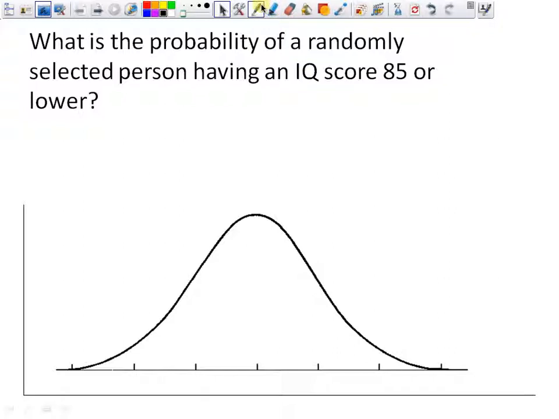This says, same scenario, what is the probability of a randomly selected person having an IQ score 85 or lower? So again, we have our setup. We know 100 is right here. 85 is exactly one standard deviation below the mean. And we're trying to get lower. So this time when we look in the chart and get that probability, we don't have to subtract it from 1 because remember the chart gives us the area to the left.